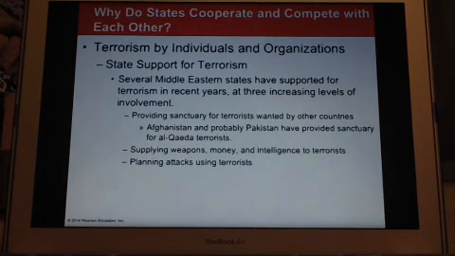So there is state support for terrorism in places. Several Middle Eastern states have supported terrorism in recent years at three increasing levels of involvement. Some provide sanctuary for terrorists wanted by other countries. So Afghanistan and probably Pakistan have provided sanctuary for al-Qaeda terrorists by essentially allowing them to come and be protected there in those countries. Some states supply weapons, money, and intelligence to terrorists. And some states actually plan attacks using terrorists.